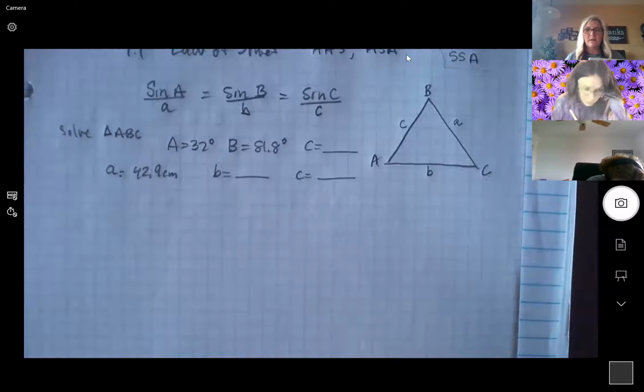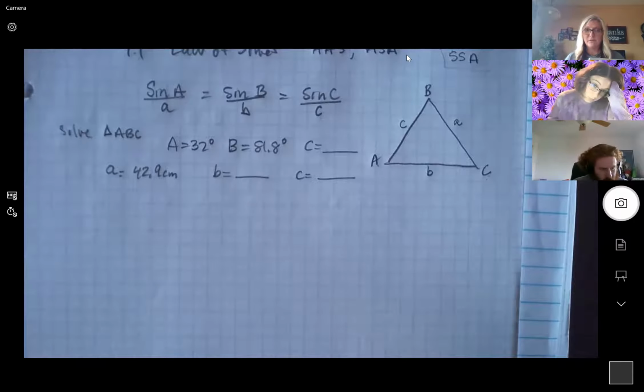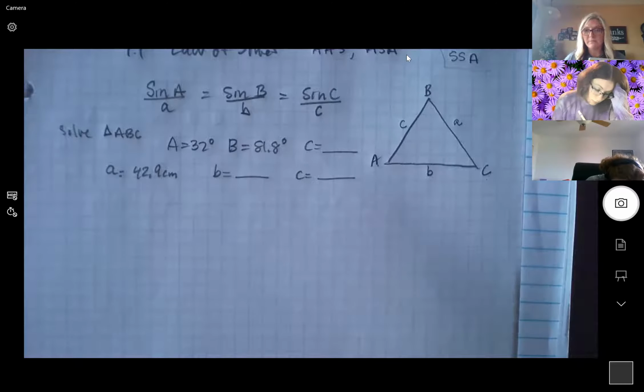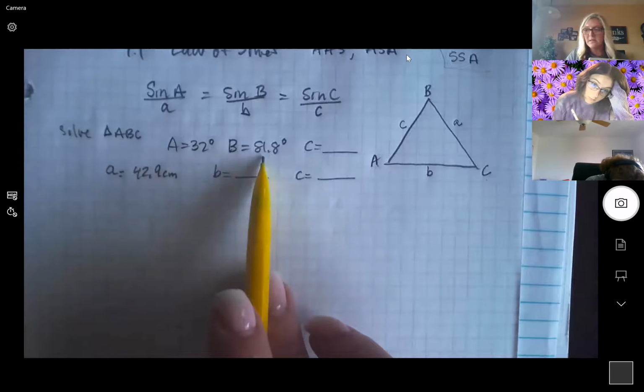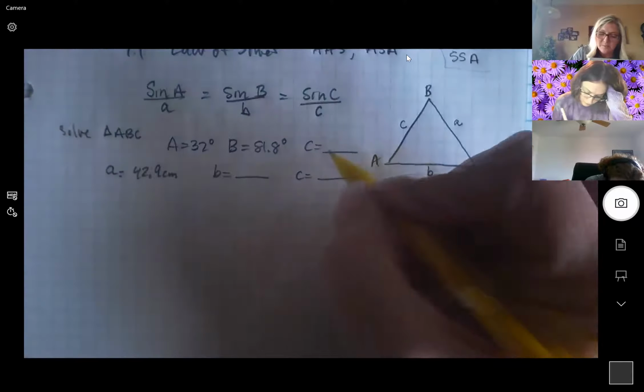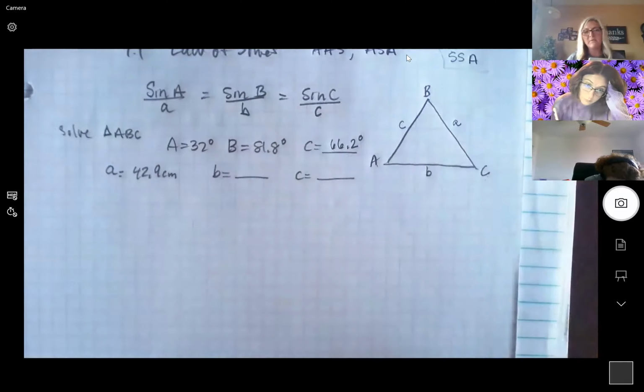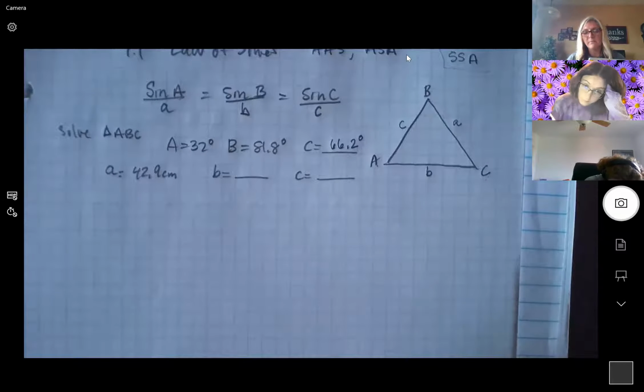Well, could we find angle C? What do you think? Can I just look at that and find angle C? Yeah, tell me you're right. How would I do that? Well, it would equal 180. So you would just do 180 minus 81.8 minus 32. Perfect. Exactly right. Remember, angles in a triangle add up to 180 degrees. So we just take 180 minus this, and that gives us our C, which in this case is 66.2. That saves us from having to solve for it. Sometimes you have to, but in this case we don't.